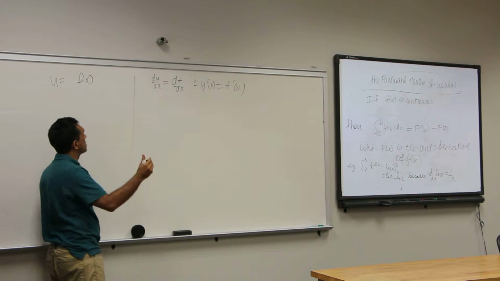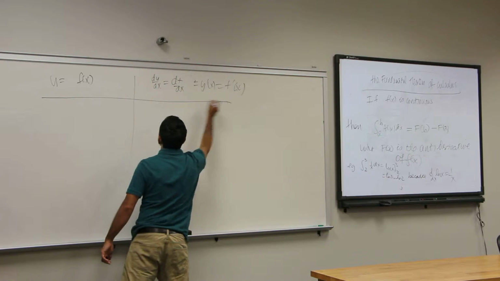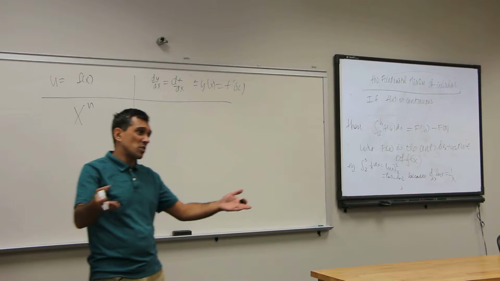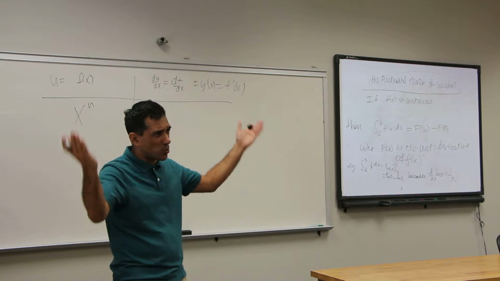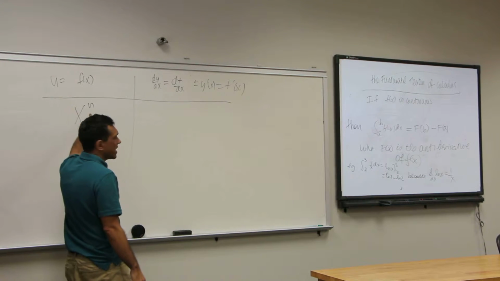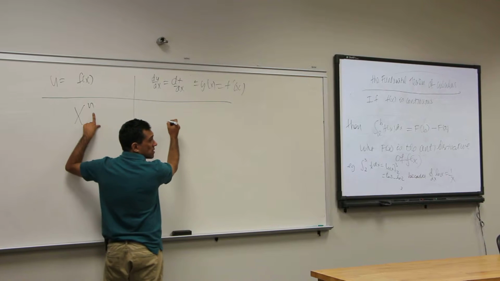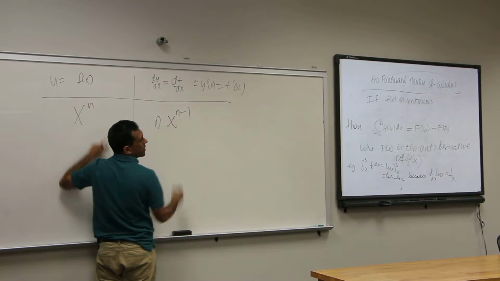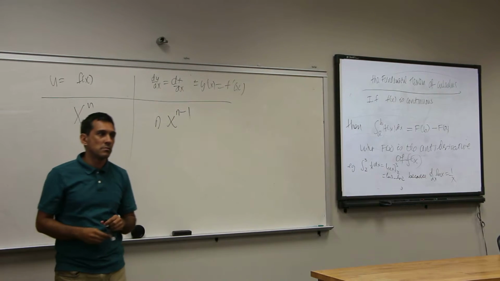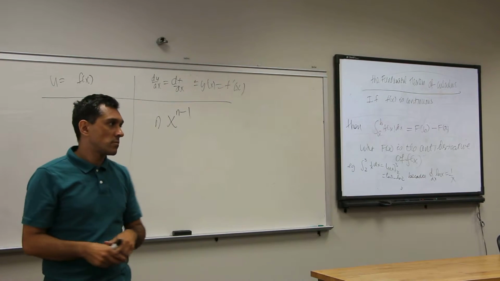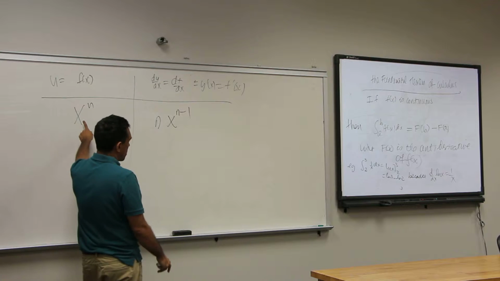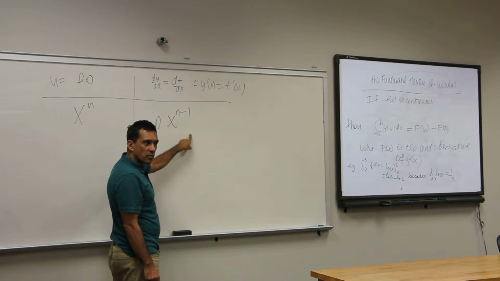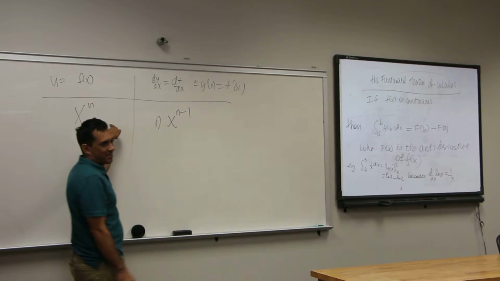The most important one of all is? Power. Correct. X to the power n. X squared, square root of x, cube root of x, 1 over x, 1 over x squared. What's the derivative of 1 over x? Well, x to the negative 1, what is it? Negative x to the negative 1 minus 1. So, derivative of x cubed is 3x squared. The antiderivative of 3x squared is x cubed.